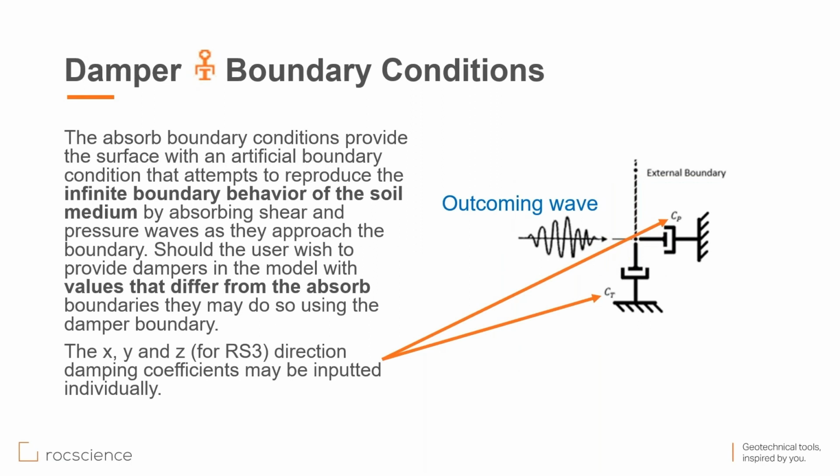We also provide the damper boundary condition, and it is similar to the absorb boundary condition, except that you can input the coefficient. For example, here in 2D, you can input X and Y direction, or in RS3, you can input X, Y, and Z direction.